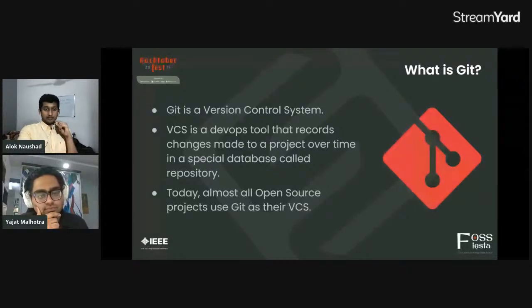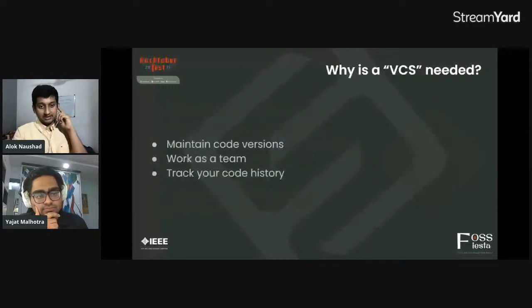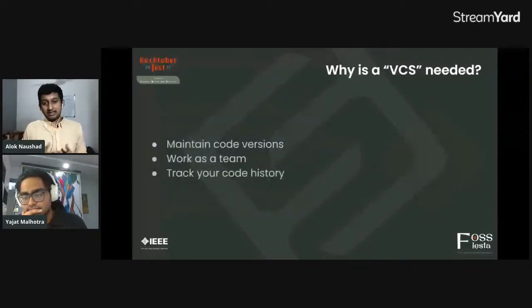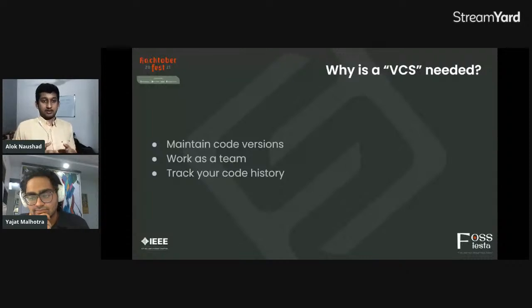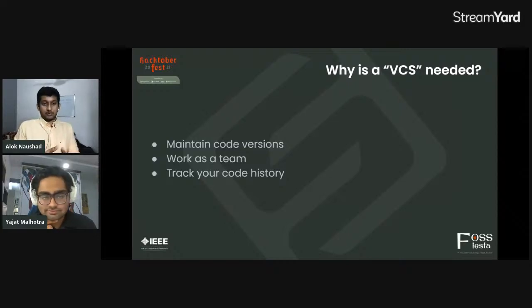So why is a VCS needed? In order to maintain code versions, say I'm working on a new feature, so there will be a new version of the code and I publish the code, but then I have some bug in the code. What if I need to roll back? A VCS helps me roll back to my old version, see my old code and figure out what the bug was. So I can maintain code versions, like a milestone. And again, working as a team.